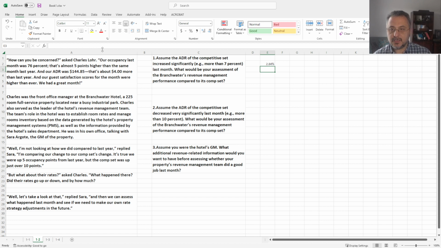Now think about it for a second. Other properties, your competitive sets, have a higher occupancy increase because yours was 5, they were 10. Also, their ADR increased 7%, yours is 2.84%. So you are losing both ADR-wise and occupancy-wise. So actually, this property is doing very poorly, just looking at these values.